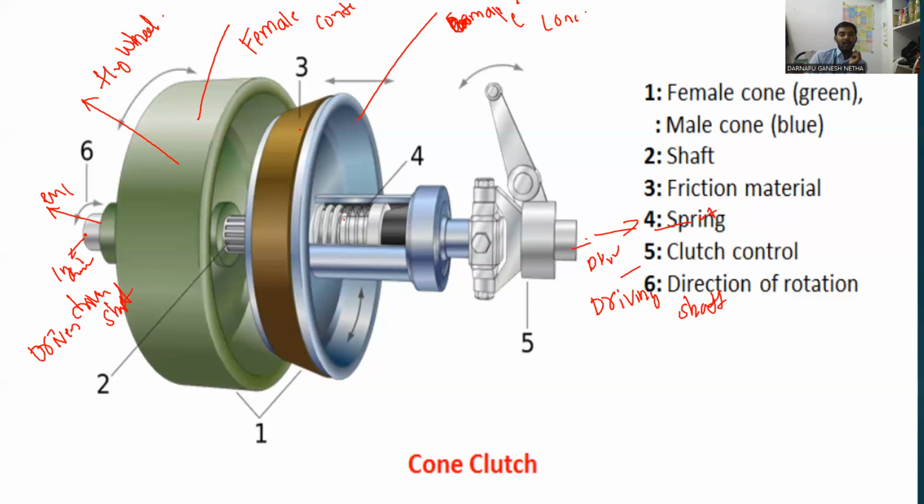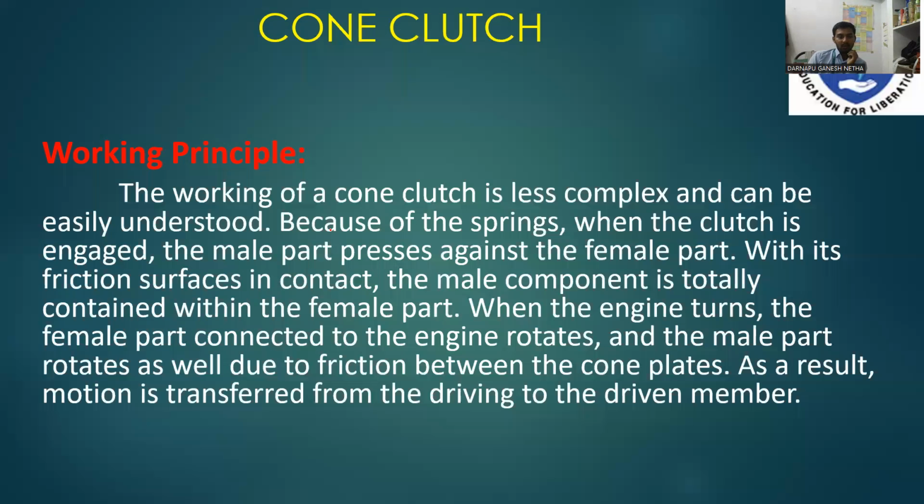This spring will help to move the male part into the female part. The working of a cone clutch is less complex and can be easily understood because of the spring. When the clutch is engaged, the male part presses against the female part with its frictional surface in contact. The male component is totally contained within the female part.